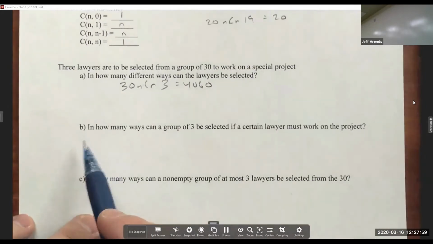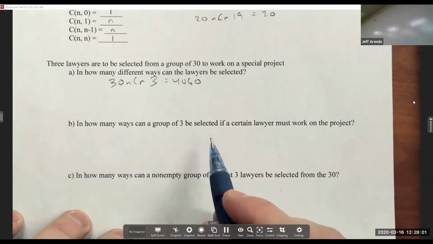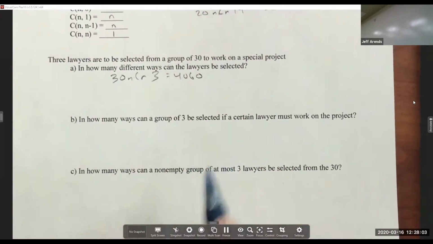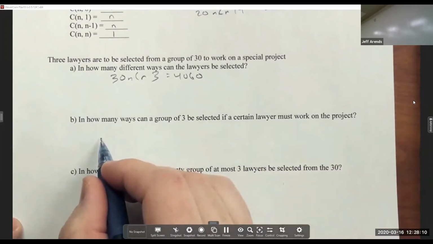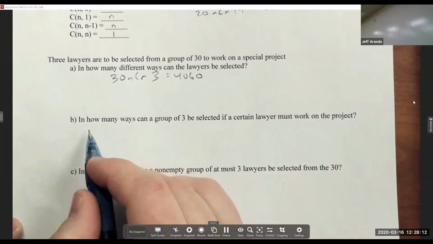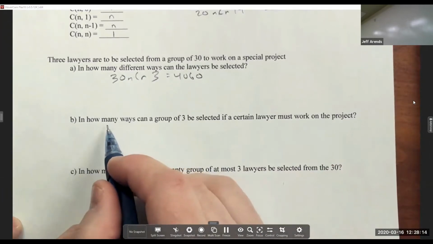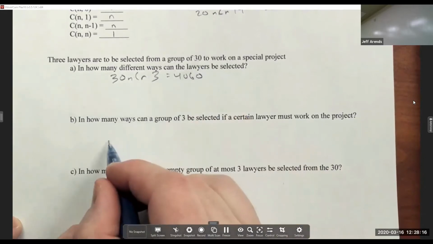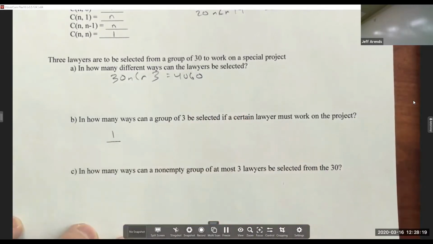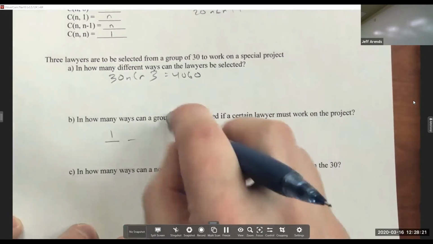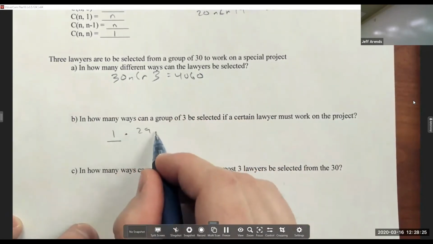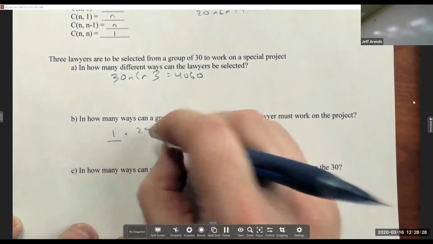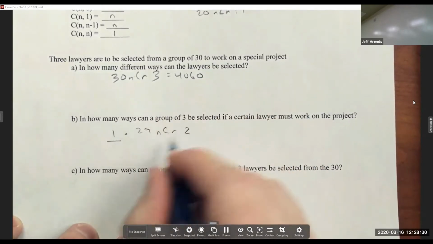And how many ways can a group of 3 be selected if a certain lawyer must work on the project? Well, if you say a certain lawyer must work on the project, you're essentially removing one of the decisions. You're saying, well, of those 30, we know that one has to be on the project. So there's only one way for that to happen. But then for the remaining 2 places, well, there's 29 lawyers, and we can do nCr 2.